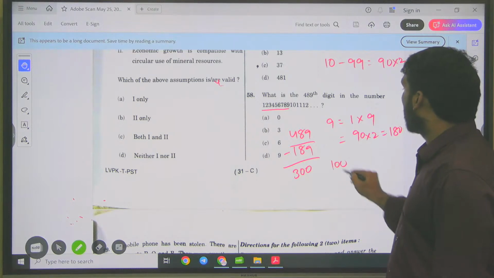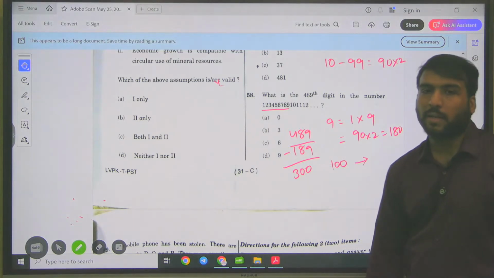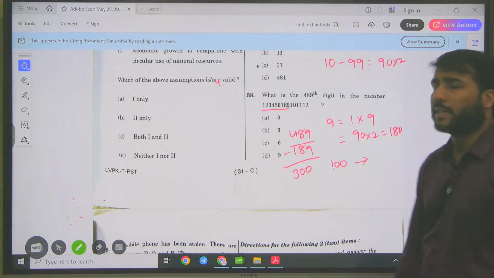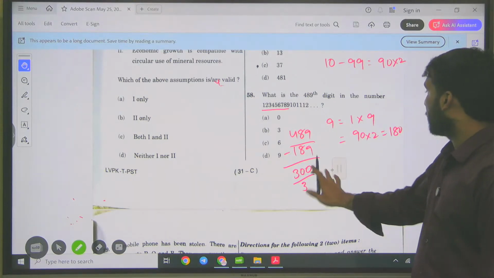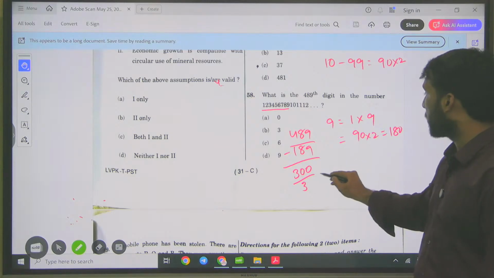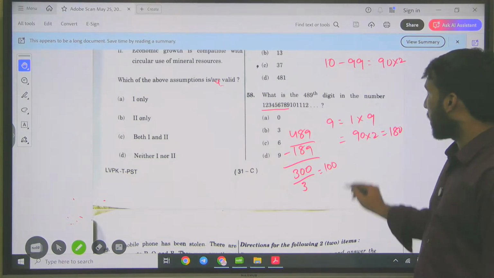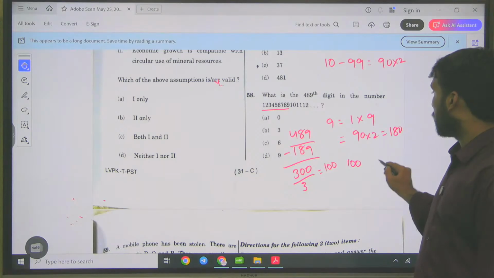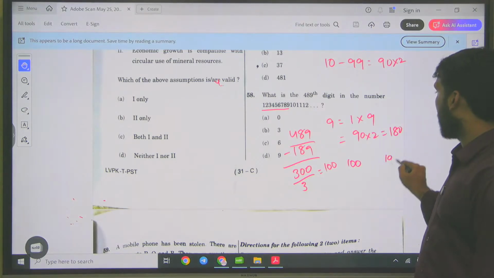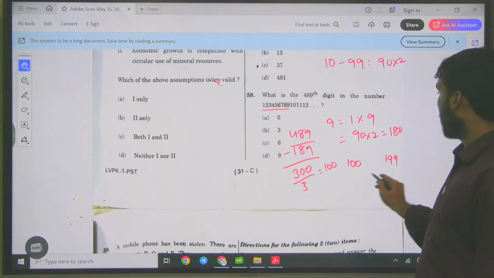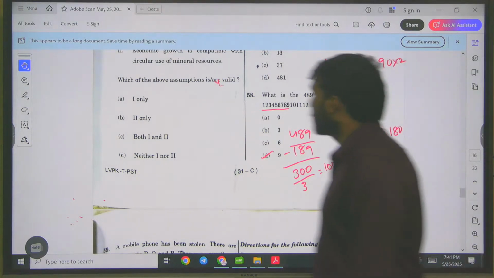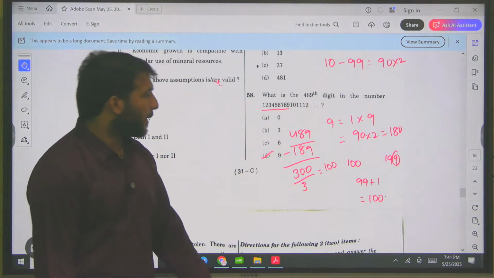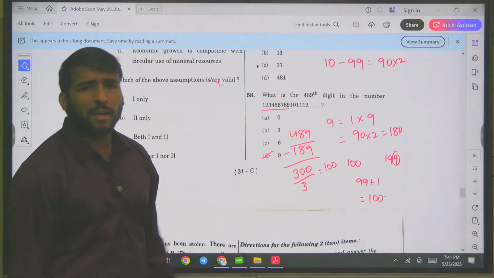From 100, how many numbers should I get? 300 divided by 3 digits per number, I should get 100 numbers. So from 100 to 199, which is 99 plus 1, equals 100 numbers. Then what would be my last digit? It will be 9. So 199 will contain the 300th digit.